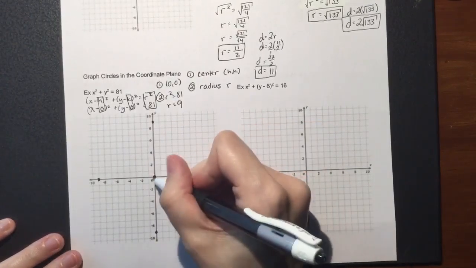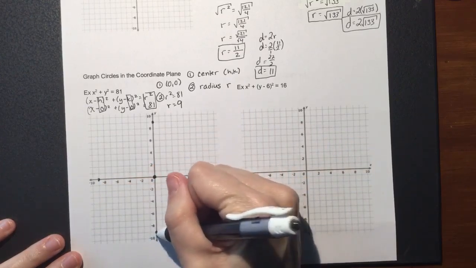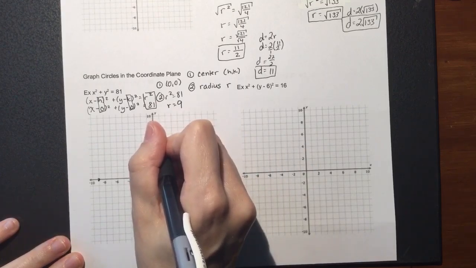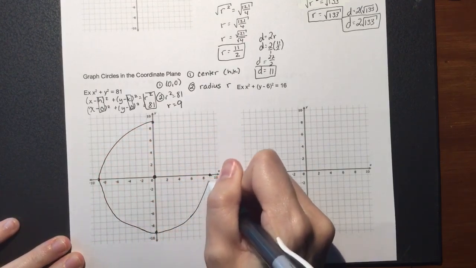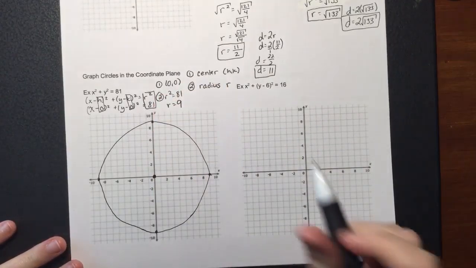I believe if you're plotting on the computer, you plot this point right here and then click on one of those 4 dots right there, and that'll give you your circle. Okay, so there's the circle for that one.